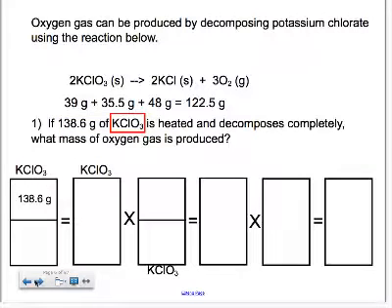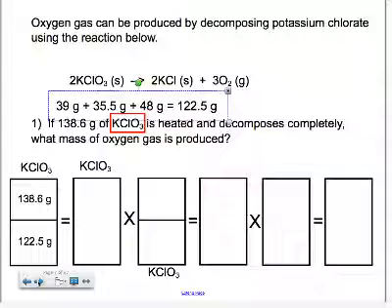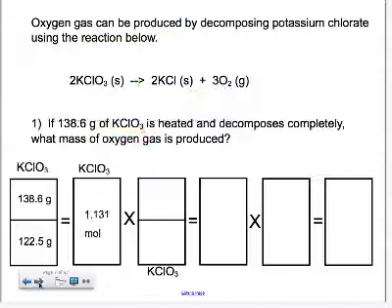And I need the molar mass of the known, so I'm going to add up the 39 grams for potassium, 35.5 for chlorine, and 48, which is oxygen's mass times 3, for a total of 122.5 grams. And that goes on the bottom of the left-hand box. So I'm going to divide 138.6 by 122.5, and that will give me the answer that goes in the second box, which is the number of moles of potassium chlorate that I have. So now I have converted grams to moles, and now I need the mole ratio.